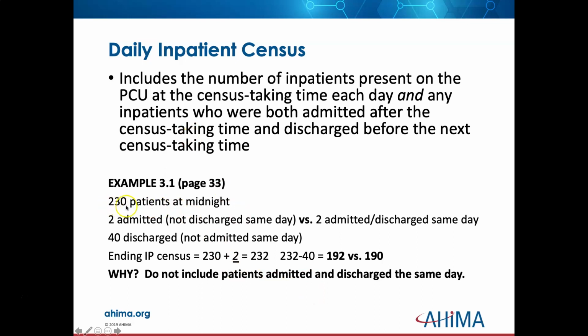You have 230 patients at midnight. During the next day, you have 2 patients that are admitted, but not discharged the same day. You have 40 patients that are discharged, but not admitted the same day, because if they're admitted and discharged on the same day, guess what? You don't count them. We do not include patients admitted and discharged on the same day when you are counting up the census.